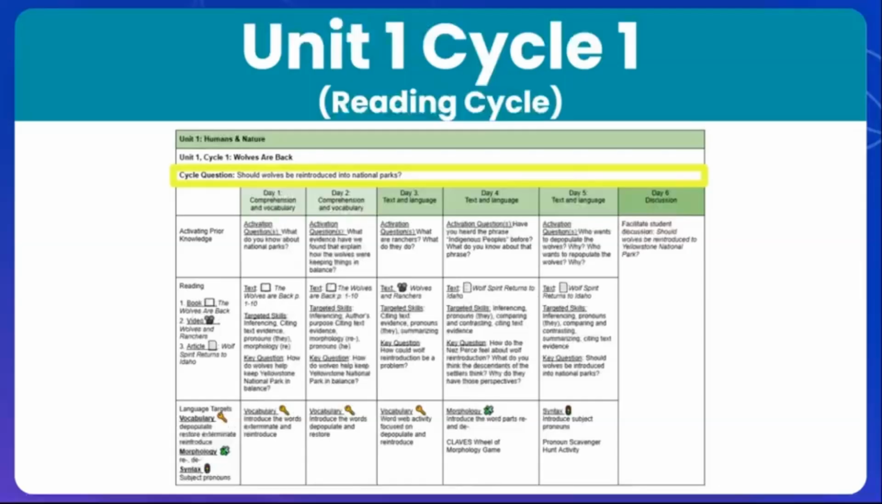Underneath that, you will see the day-by-day breakdown of this cycle. Days 1 and 2 are your comprehension and vocabulary days, where you will be reading the main text of the unit and introducing some key vocabulary. In days 3 through 5, you will then be reading the supplementary text and then working on the language targets, which will include reviewing the key vocabulary, learning some morphology, and some of the syntax of the cycle. And then finally, on day 6, students will discuss the cycle question, which you will see again in this box.